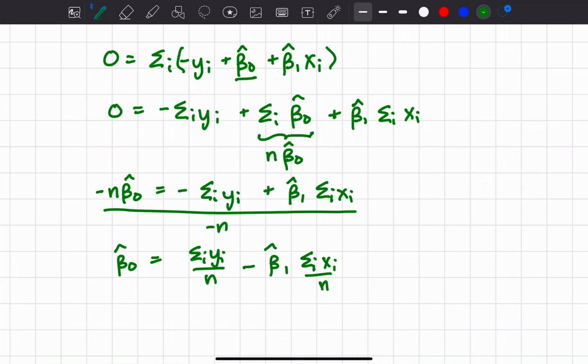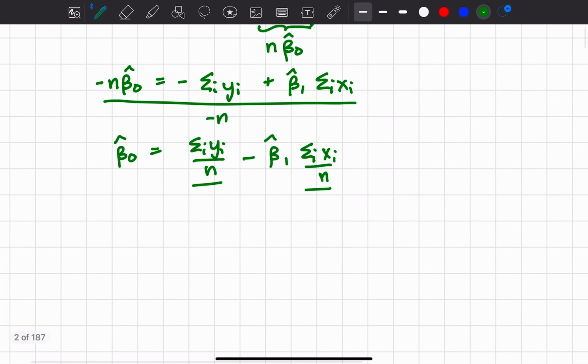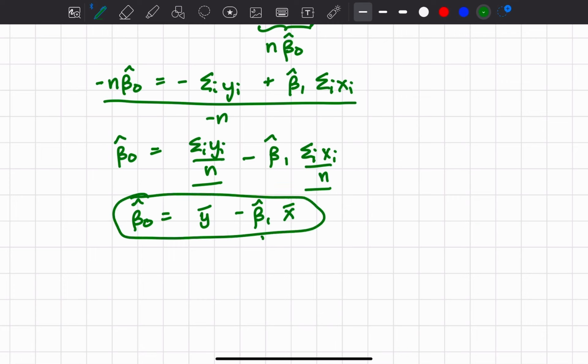And so what is this term? What is this term? If you sum all of the data and then divide by the number of observations, you'll get the average. So this is actually y bar, minus beta 1 hat, x bar. And that's a nice, succinct equation. Still has our second unknown in here, so we still have more work to do, but that's a pretty nice formula for beta naught hat.